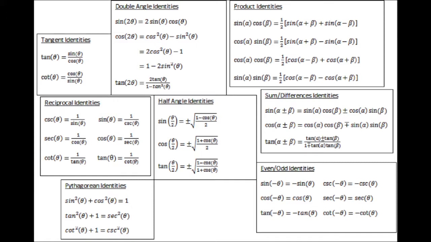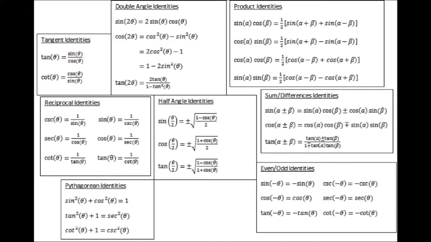Let's simplify the most complicated one and see if we can get it to equal secant x, and if we are able to do that, we can prove that the identity is truly an identity. Now, our first method, as I said, was substitution.